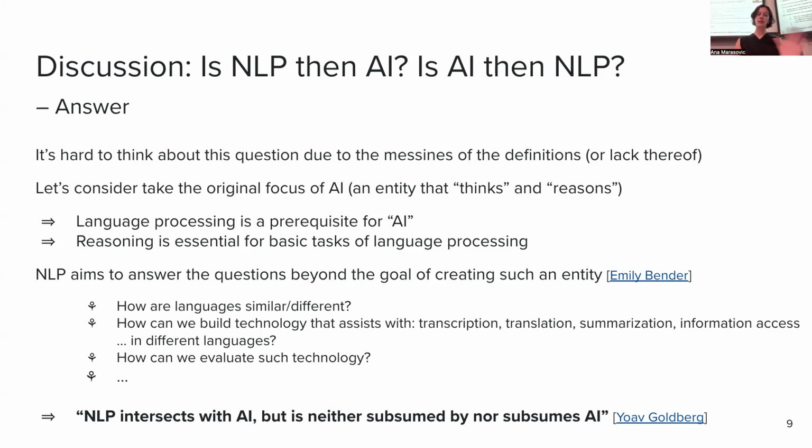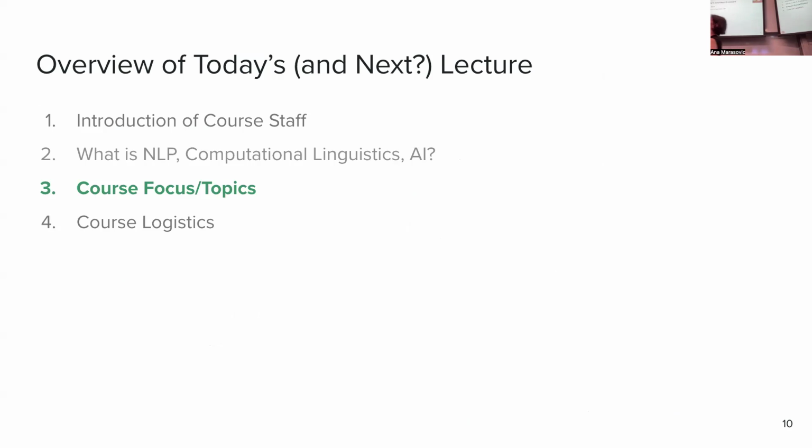Okay, so this is just a little going over definitions: what is NLP, computational linguistics, AI. And now I want to shift into what the focus of this course is going to be, the topics we are going to cover, so that you get a good mindset of what to expect in this course, and potentially you realize this is not what you are fully interested in. Again, any questions before we proceed? Okay.